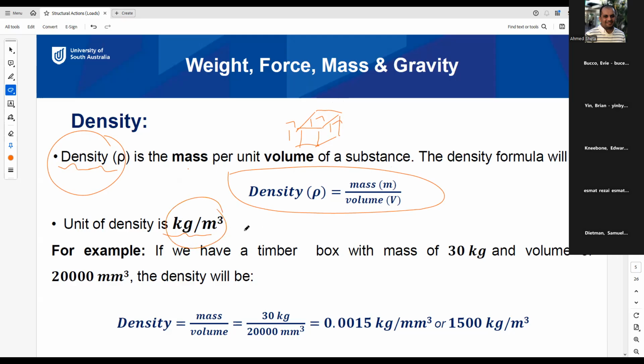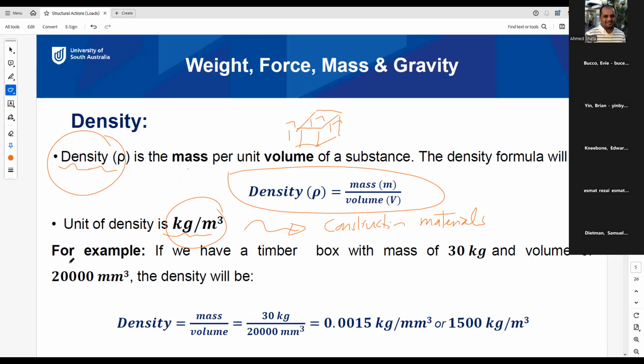We need this formula because the construction materials we will be using have different densities or different weights, the unit weights. So we need to know the density of the material so that we can find how this material applies loads on the structure. So this is important to know when we do the analysis or the design of the structure, to know the density of the materials we are using in the structure.